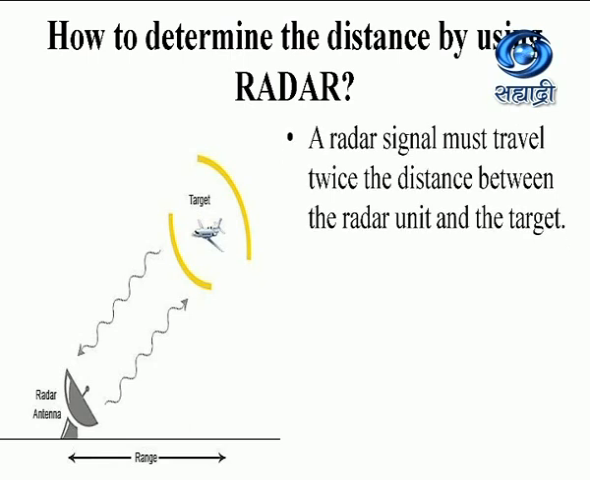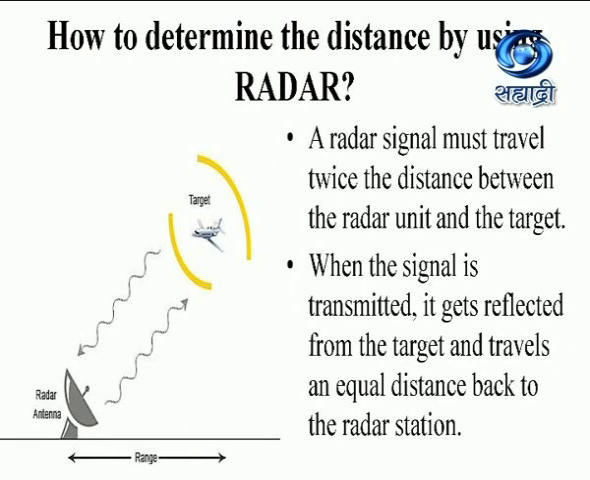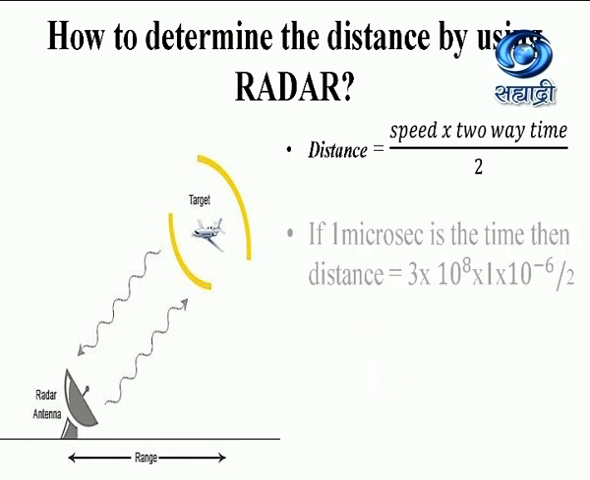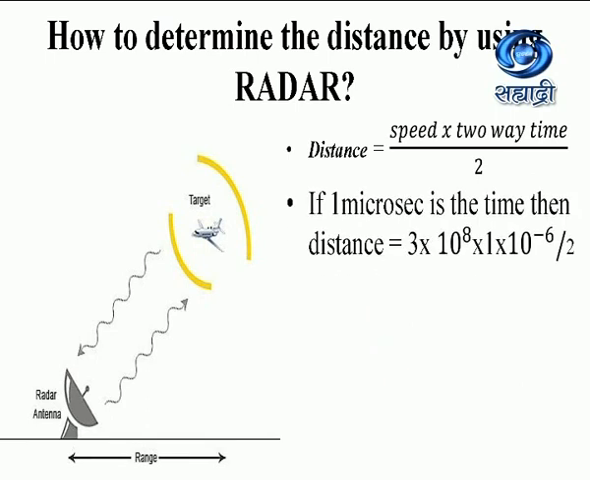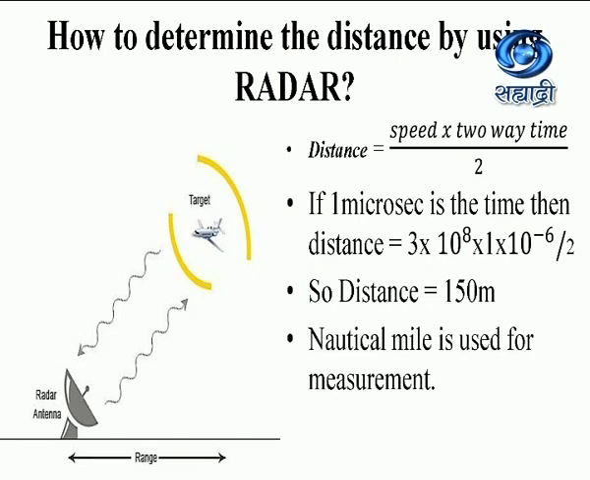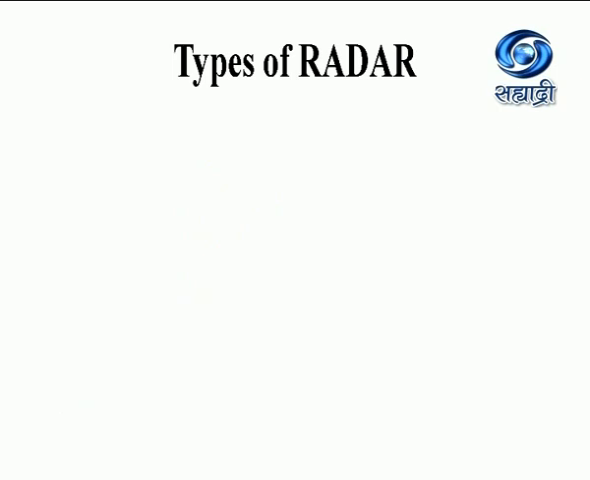How to determine the distance by using radar? A radar signal must travel twice the distance between the radar unit and the target. When the signal is transmitted, it gets reflected from the target and travels an equal distance back to the radar station. So here we can calculate the distance. Distance is speed times two-way time divided by 2. If 1 microsecond is the time, then the distance will be 150 meters. Nautical mile is used for this measurement.